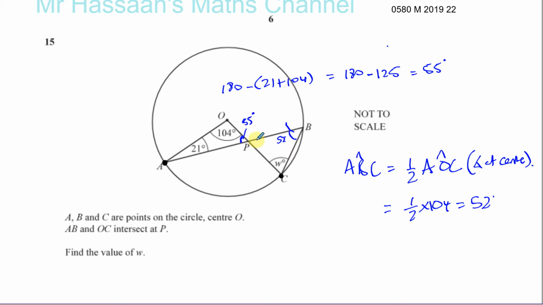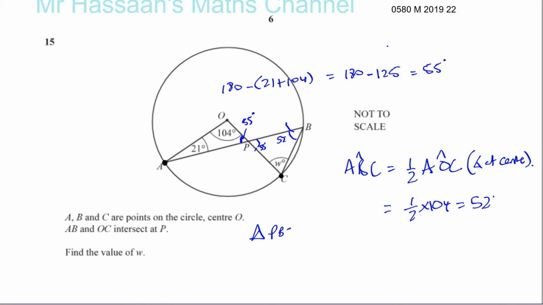Now, this angle and this angle are equal because they're vertically opposite. OC and AB are straight lines that intersect, and they form a pair of vertically opposite angles. So this angle is 55. So therefore, we've got these three angles forming this triangle PBC.